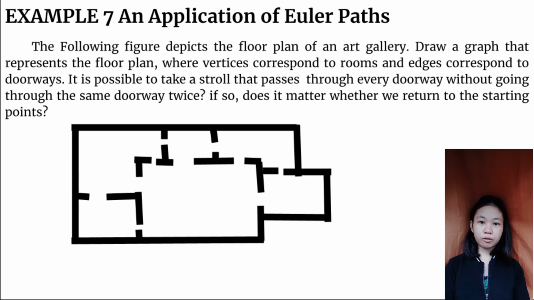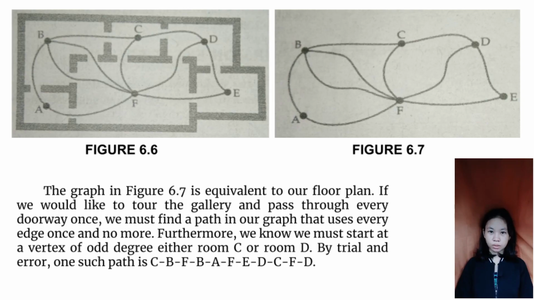We can represent the floor plan by a graph. We let a vertex represent each room and draw an edge between two vertices if there is a doorway between the two rooms, as shown in figure 6.6. While the graph in figure 6.7 is equivalent to our floor plan, we would like to tour the gallery and pass through every doorway once and no more. Furthermore, we know we must start at a vertex of odd degree, either room C or B. By trial and error, one such path is C, B, F, B, A, F, E, D, C, F, E.